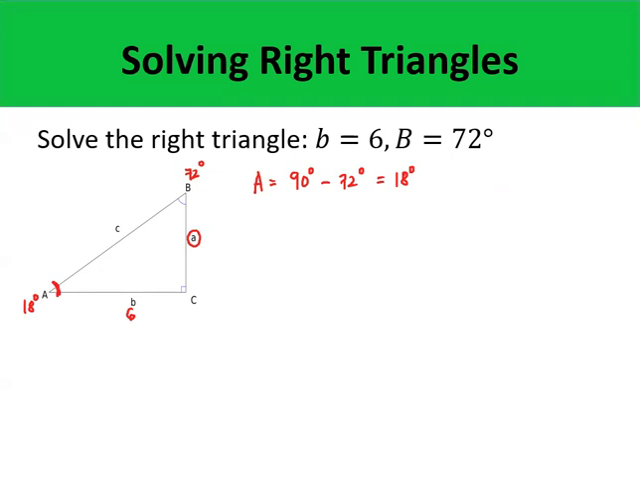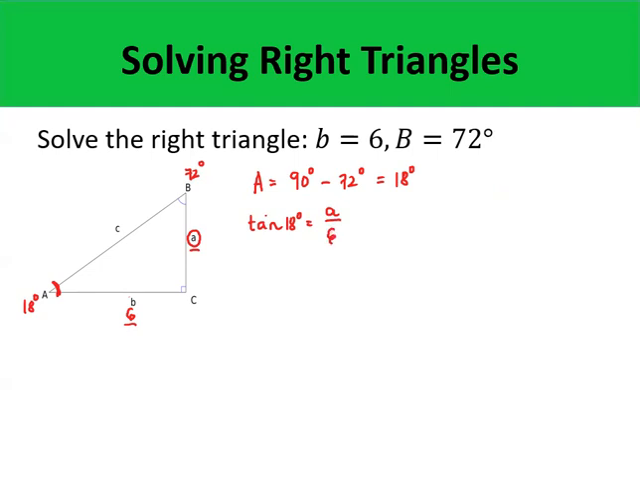So what we have here is the adjacent side is given, and this is the opposite side. A is the opposite side of 18 degrees, and 6 units is the length of the adjacent side to 18 degrees. So that means we're going to use tangent of 18 degrees, which is A, the opposite side, over the adjacent side, which is 6.